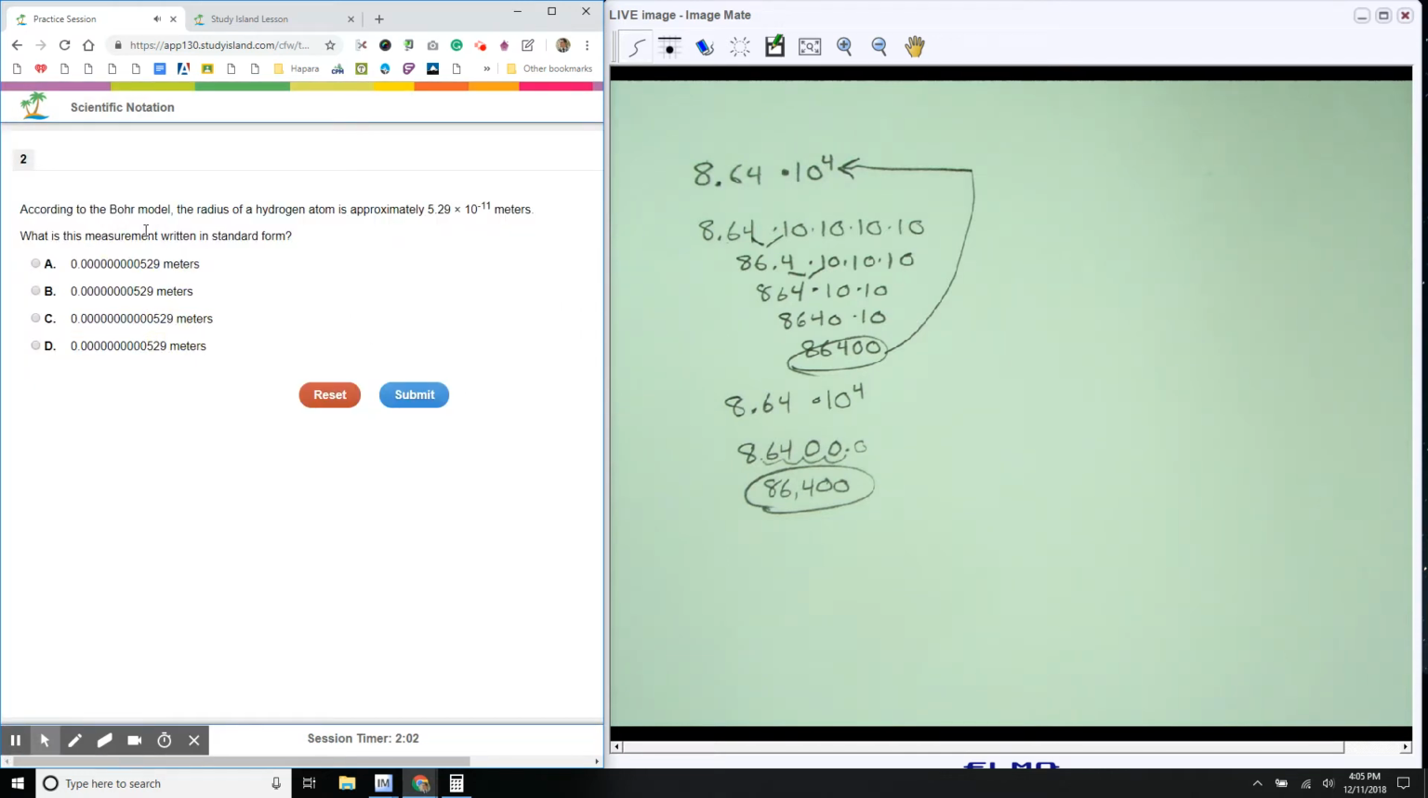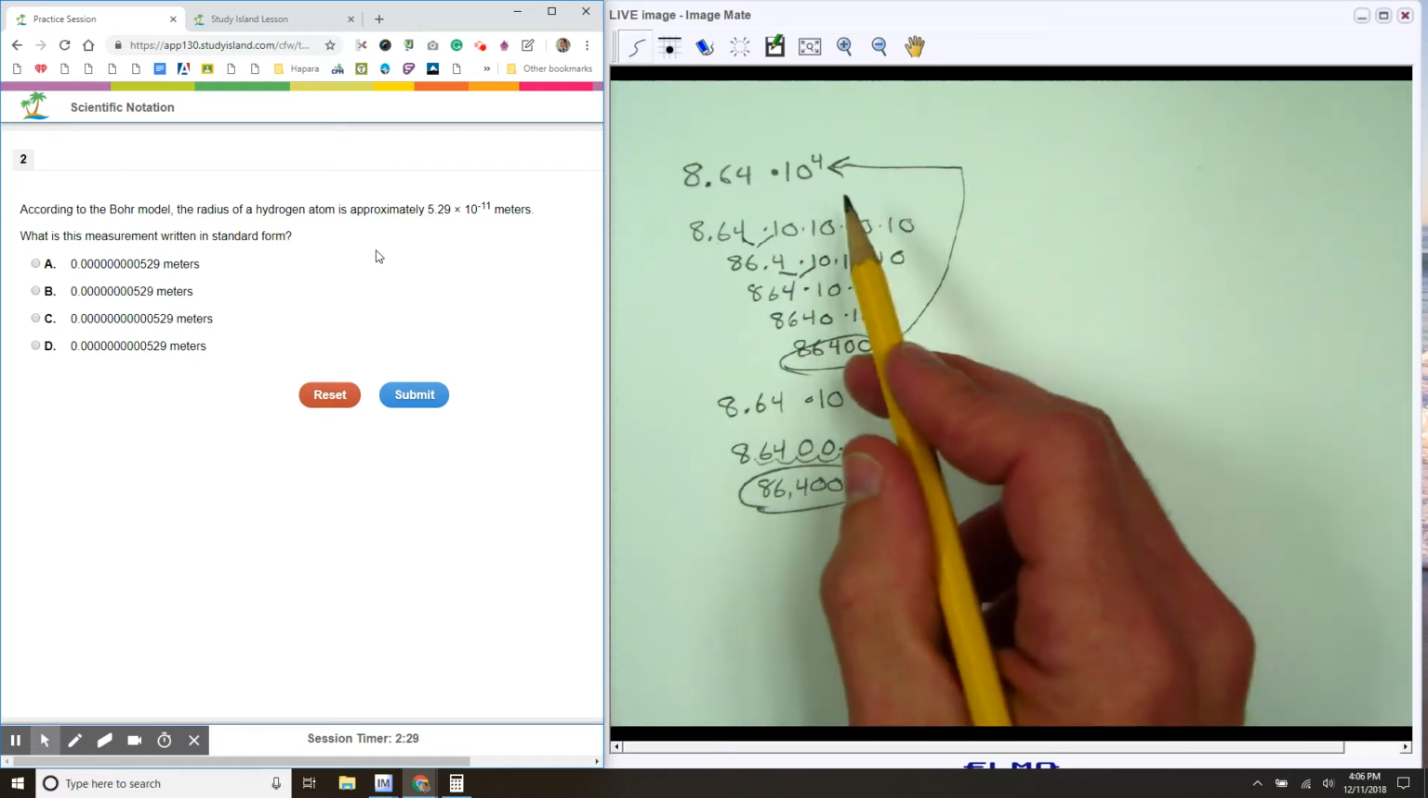Our next one, according to the Bohr model, the radius of a hydrogen atom is approximately 5.29 times 10 to the negative 11th meters. What is this measurement written in standard form? So we just did one thing, going from scientific notation to standard form, and it was simple. We just multiplied by 10 every time that it told us to. So we just moved our decimal that many places. But this one's a negative exponent. What do negative exponents do?